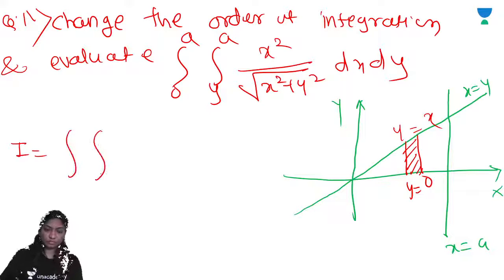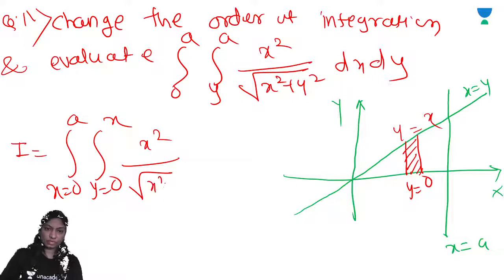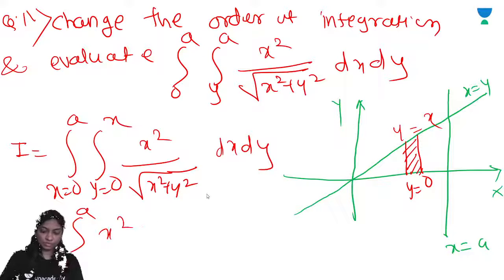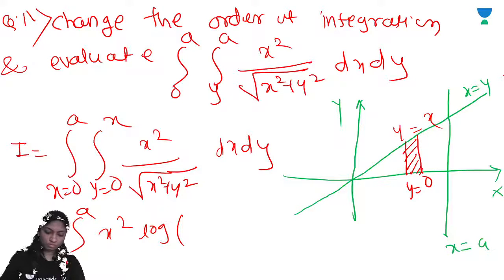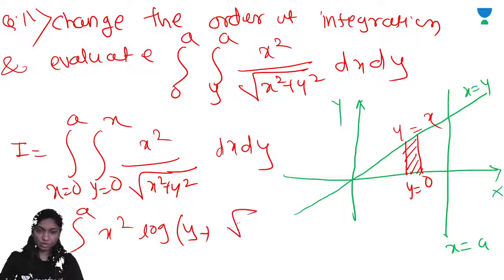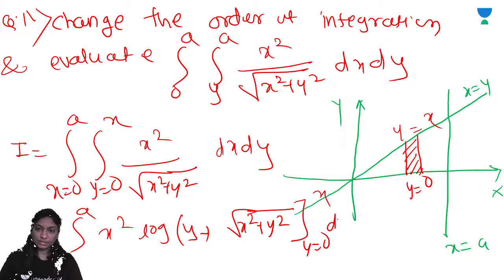So you will get I is equal to integral from x varying from 0 to a, y varying from 0 to x, x square upon root of x square plus y square dy dx. So I is equal to integral from 0 to a, x square into, here you will get log of. Now integrating with respect to y first. So log of y plus root of x square plus y square from y is equal to 0 to x dx. Right?